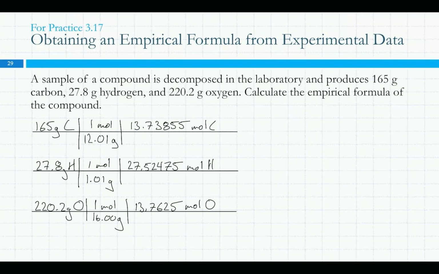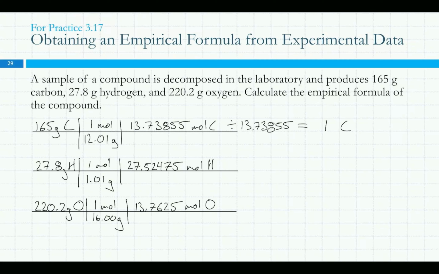So what do we do next? Divide by the lowest amount. Which one's my lowest amount? Carbon? Yeah. Let me ask you this. Could I also divide by oxygen for this one? Pretty close. So what does that tell us about the amounts of oxygen and carbon in this molecule? About the same, about 1 to 1. Anyways, so just divide by the lowest though. So we're going to divide by 13.73855. So this will be 1 carbon.